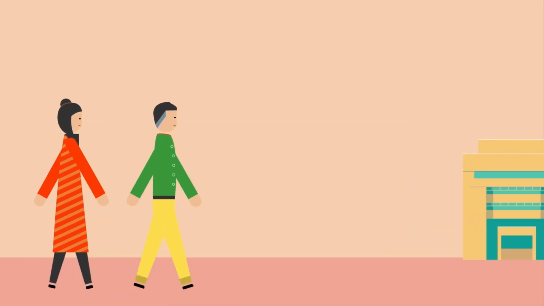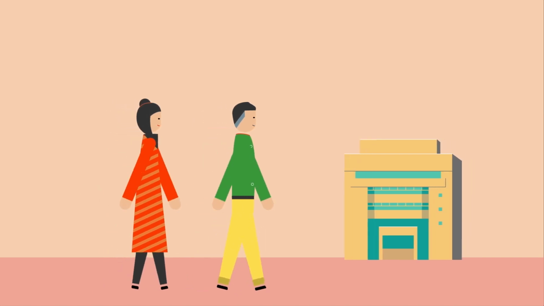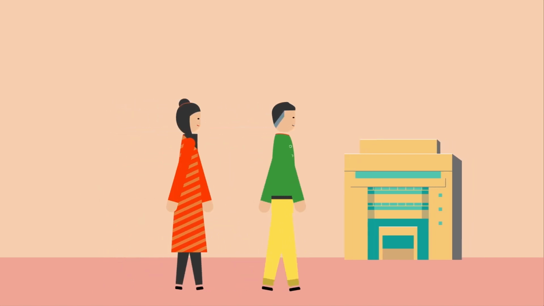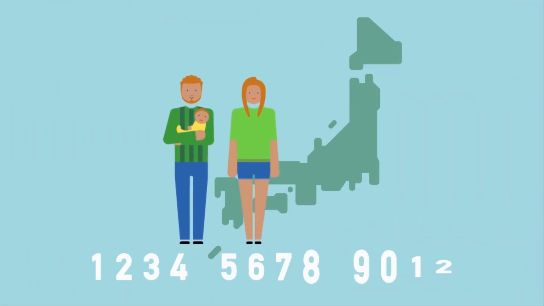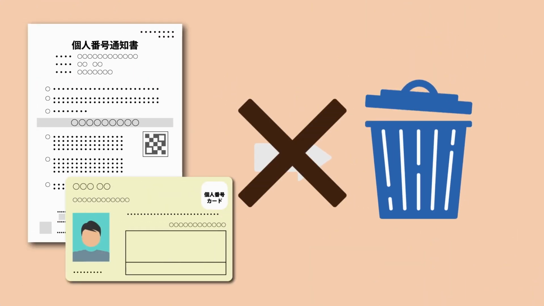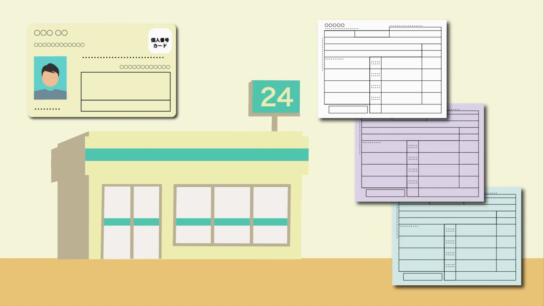You can apply for your own My Number card at City Hall. Please consult at City Hall. Important points. Your My Number is an ID in Japan. Please don't lose your individual number notification card and My Number card. You will need your My Number card to receive many useful services.